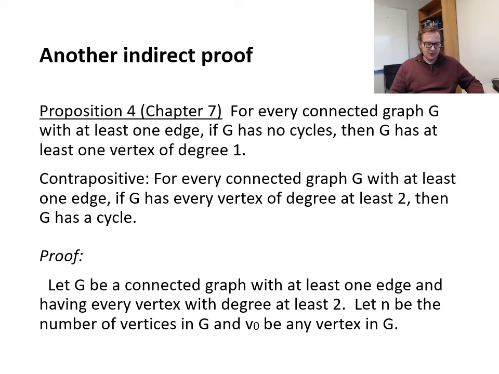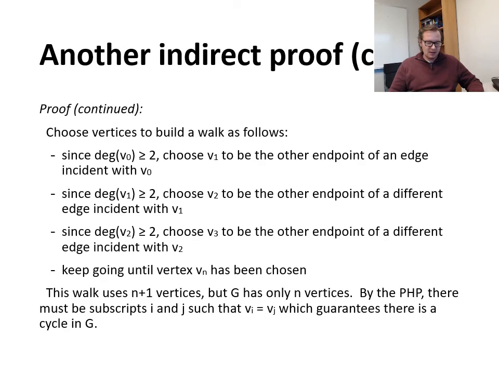So let G be a connected graph with at least one edge and having every vertex with degree at least 2. Now we have to show that it has a cycle. How are we going to do this? Let n be the number of vertices in G and V0 be any vertex in G. We are going to choose vertices to build the walk as follows. Since we know that the degree of V0 is greater than or equal to 2, we're going to choose V1 to be the other endpoint of an edge incident with V0. We know the degree of V1 is also greater than or equal to 2, so we are going to choose V2 to be the other endpoint of a different edge incident with V1. And then since the degree of V2 is also greater than or equal to 2, we are going to choose V3 to be the other endpoint of a different edge incident with V2.